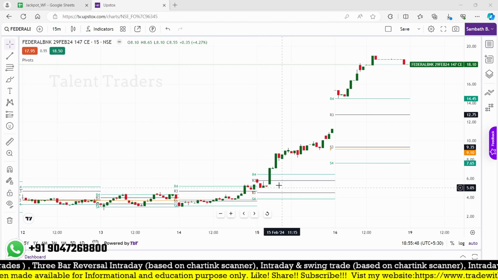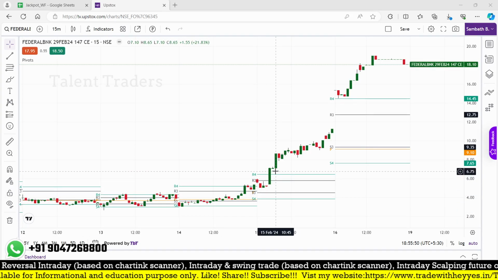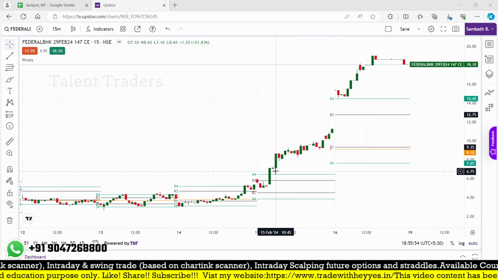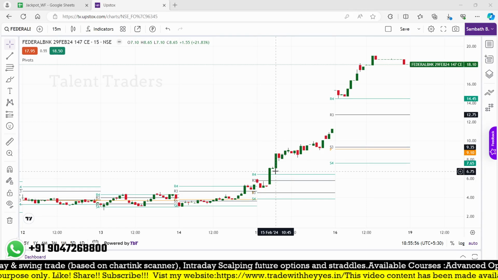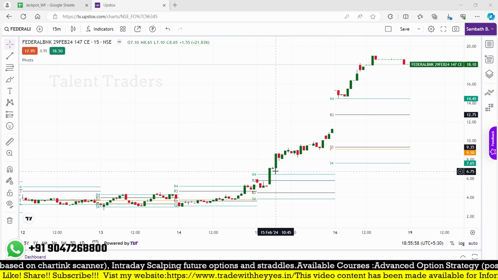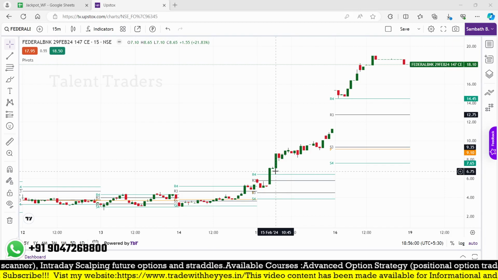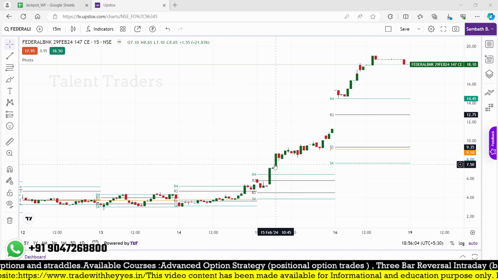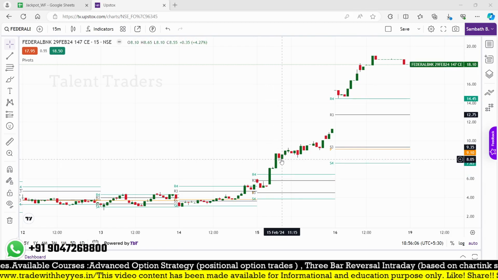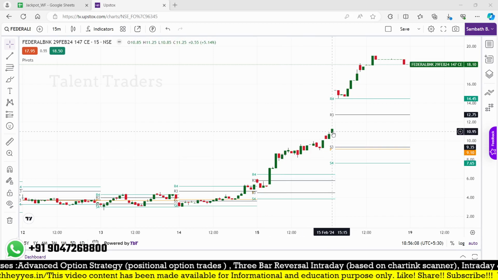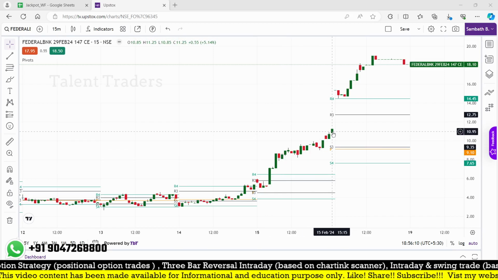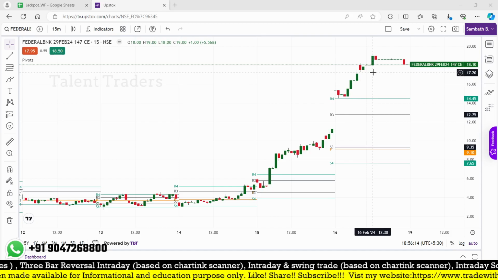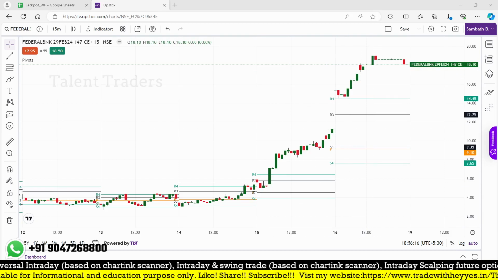On the 15th we got an opportunity, but it is not a positional opportunity, because only one day is left before the weekend, and we are planning a weekly positional. If you had taken it as an intraday at 8.4, the same day it closed near 11.2, which is a good opportunity. The next day it went up to 19, so if you had held, that would have given you a better opportunity.